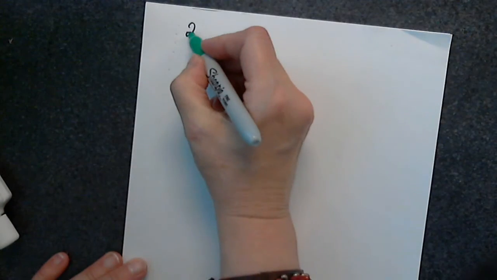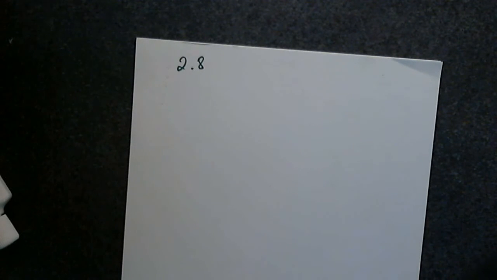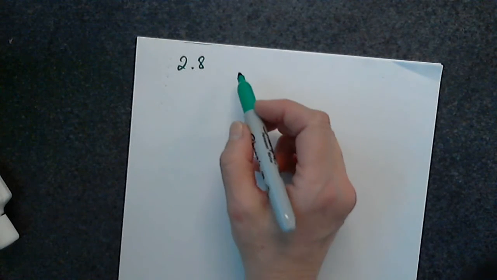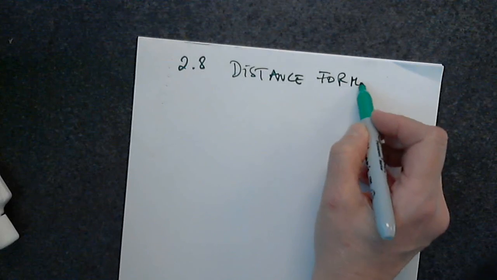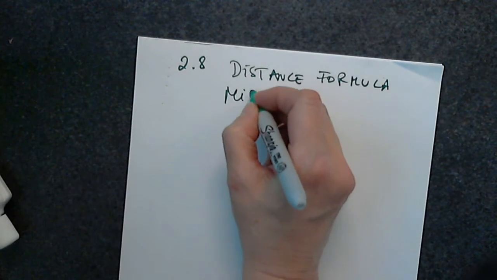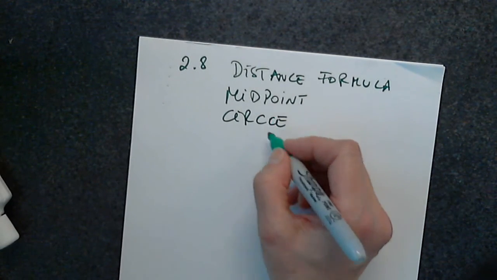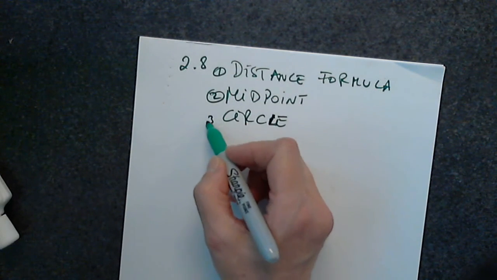Okay. Last section of this chapter, 2.8. Okay, 3 things here. Distance formula, midpoint, and circle. One, two, three.